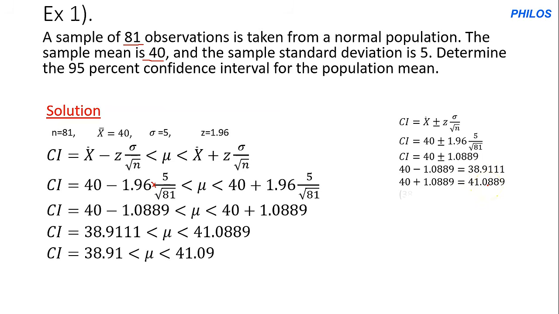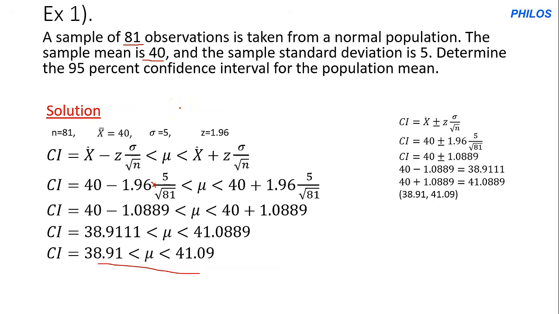41.09. So you can write your answer in this form here, or you write it in this form, 38.91, 41.09. You can choose to write your answer in this form, 38.91 less than mu less than 41.09, or you can also choose to leave your answer in bracket this way. Okay, but what matters is the interpretation. One can be 95% confident that the population mean will be between 38.91 and 41.09.